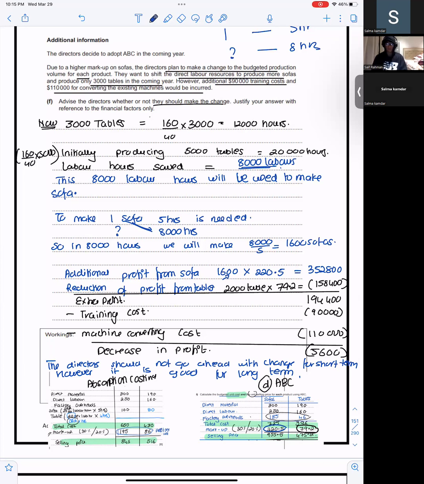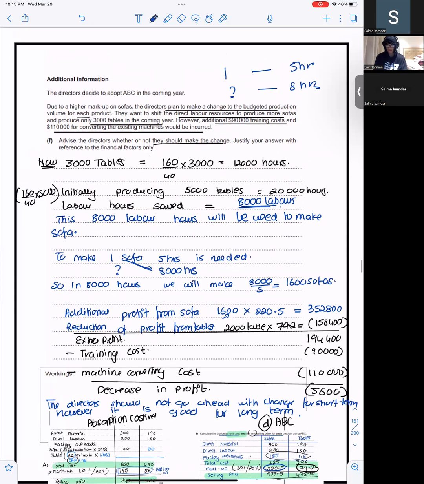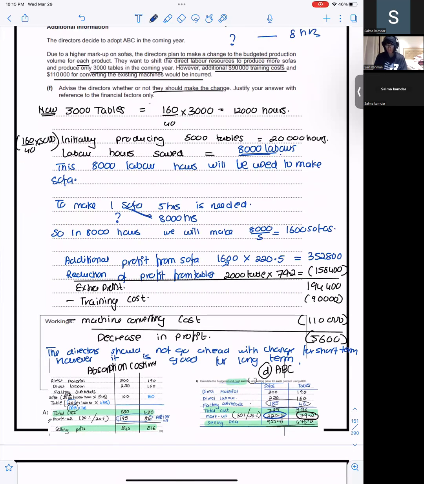So with the markup, we got 220.5 from ABC costing. We did that into 1,600 sofas. So we got the extra profit. Then we got the reduction of profit that we lost from tables. We did 352,800 minus 158,400. We got 194,400. So we got the total extra profit of 194,400, but we had training costs and machine costs, which we deducted. Then we got a loss of 5,600.